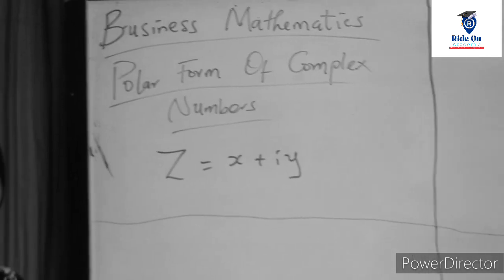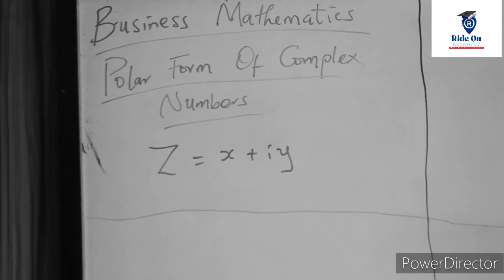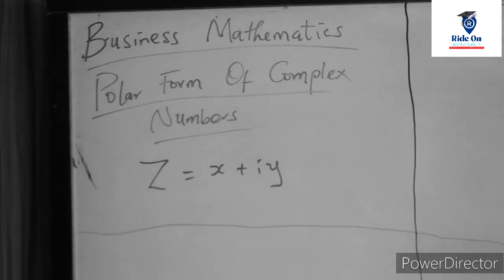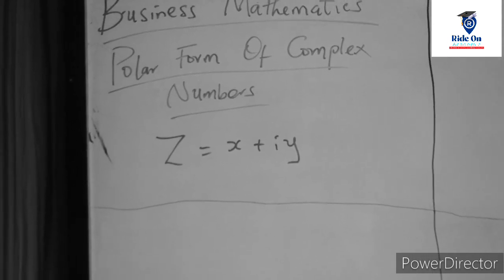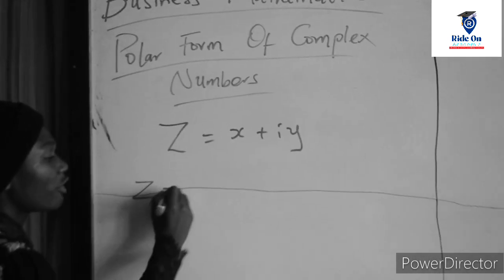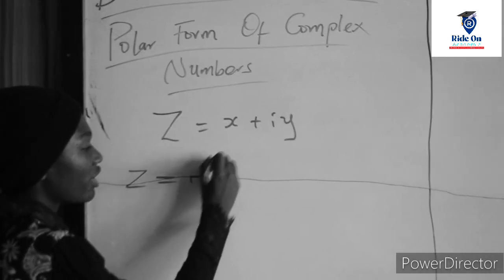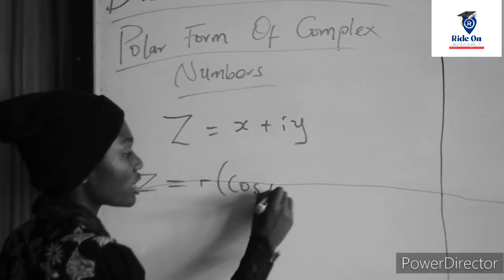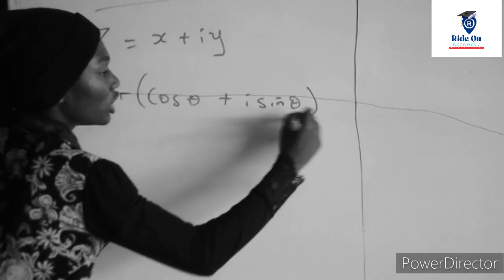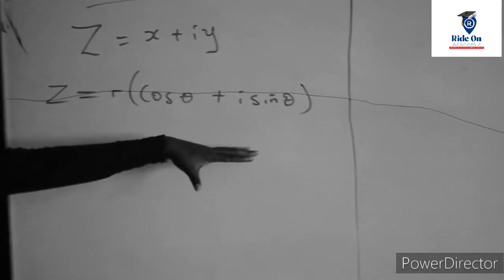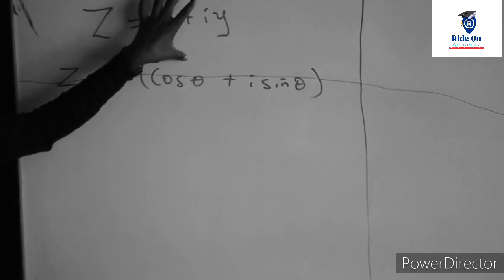Now, in our polar form, we want to express z in another method, and in this method, we'll be using our modulus as well as our argument, okay? So now, in our polar form, our z will be equal to r times (cos theta plus i sin theta). So that if you use this in solving, you will still arrive at a form like this, okay?